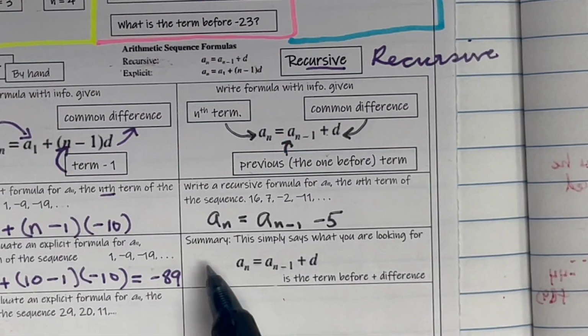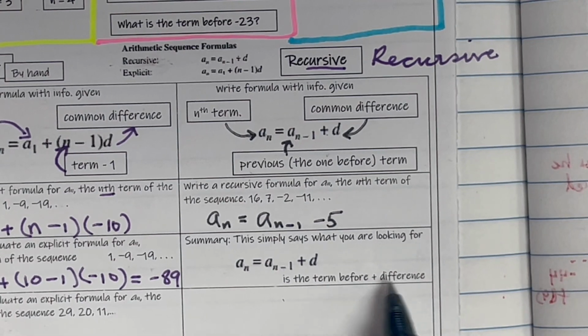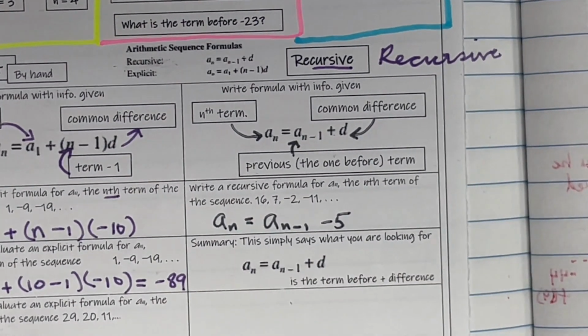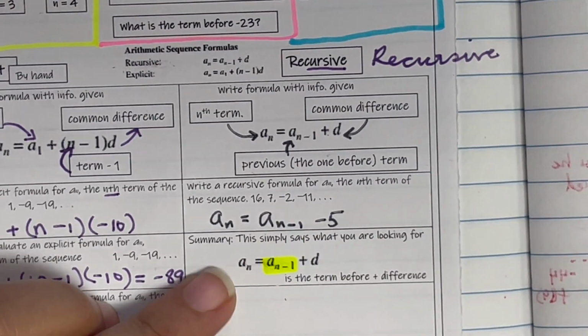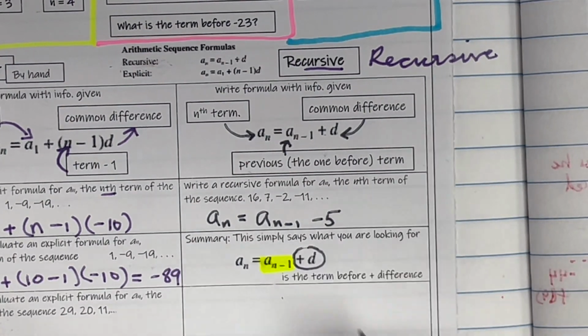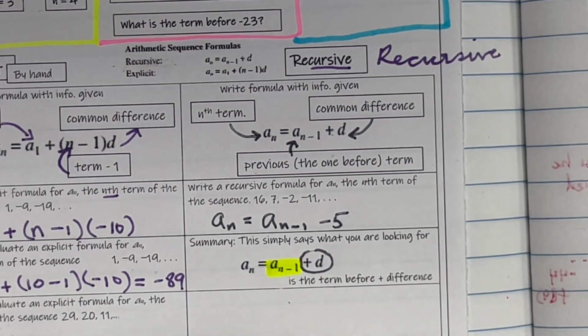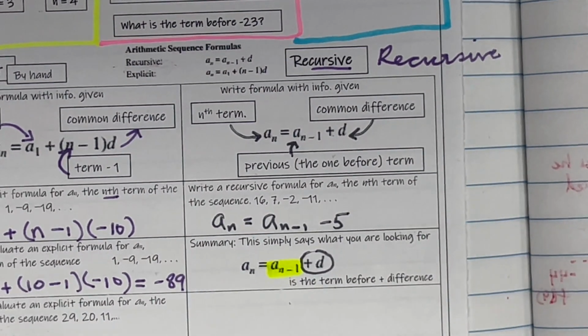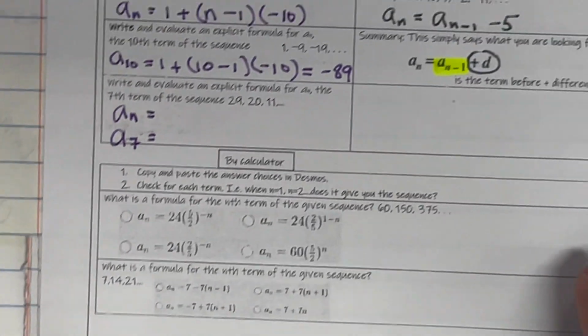All right, just a quick summary. This simply says what you're looking for: it's the term before, plus the difference. Let me say that again. For whatever I'm looking for, it's whatever the term before it is, and then you add the difference. We're going to go over this a little bit later in the book. I just want to introduce you to the terminology so that you are okay. Now I'm going to show you how to put it into the calculator.